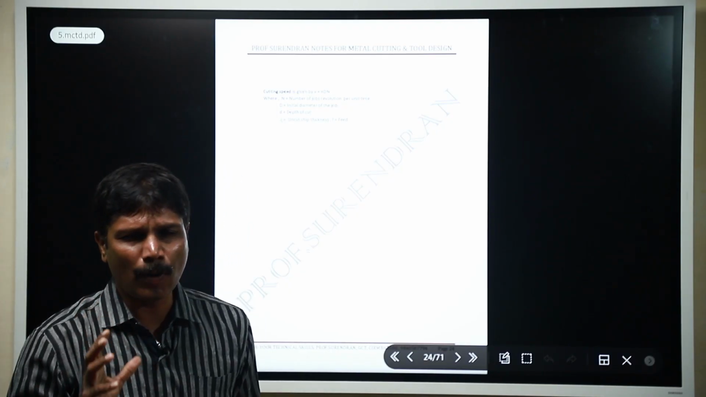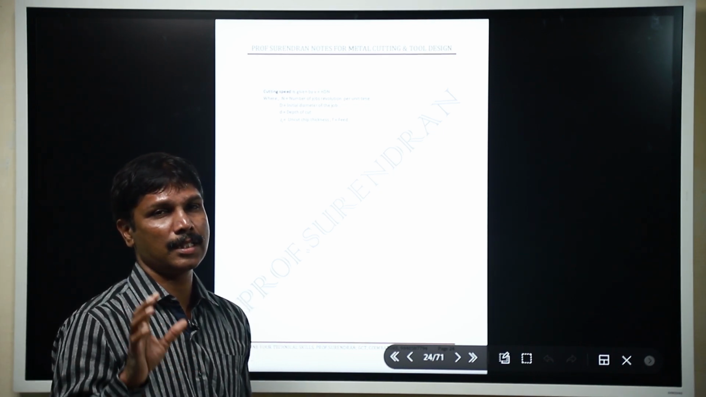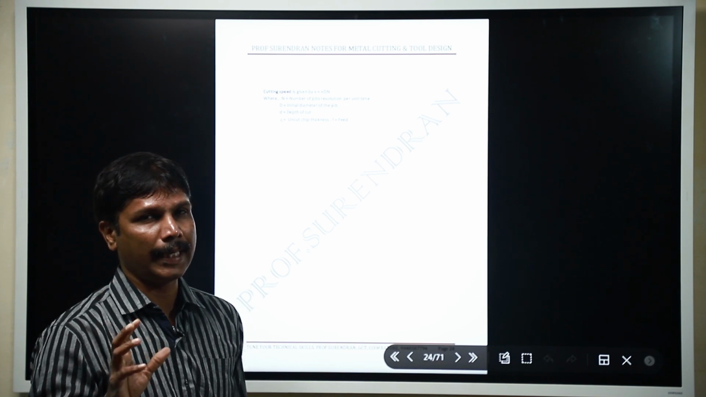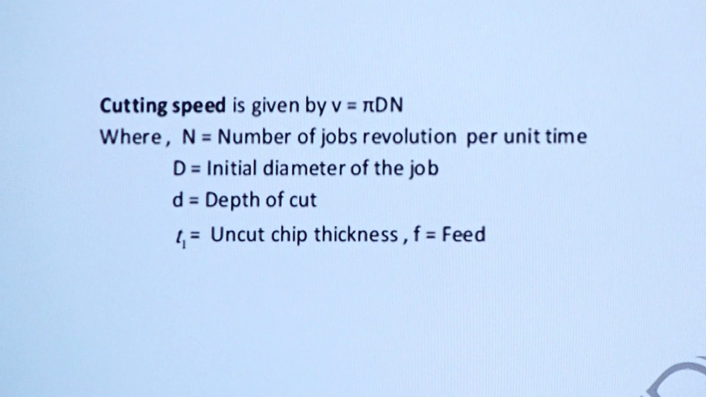Next, an important calculation: cutting speed calculation. Cutting speed is V equal to pi D N, where D is the diameter and N is the number of revolutions. The depth of cut is noted as d, the uncut chip thickness is noted as t1, and f is noted as feed.